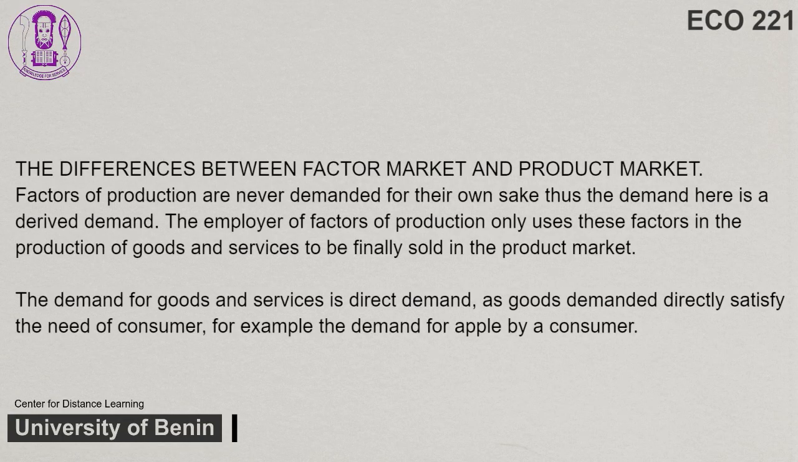The differences between factor market and product market. Factors of production are never demanded for their own sake, thus the demand here is a derived demand. The employer of factors of production only uses these factors in the production of goods and services to be finally sold in the product market. The demand for goods and services is direct demand, as goods demanded directly satisfy the need of consumers, for example, the demand for apples by a consumer.